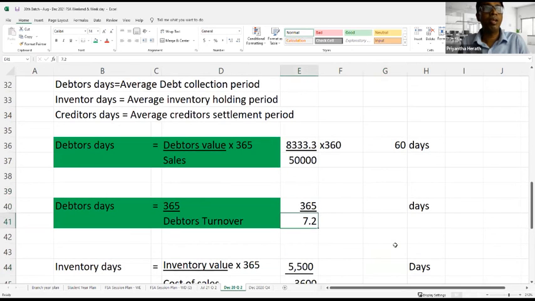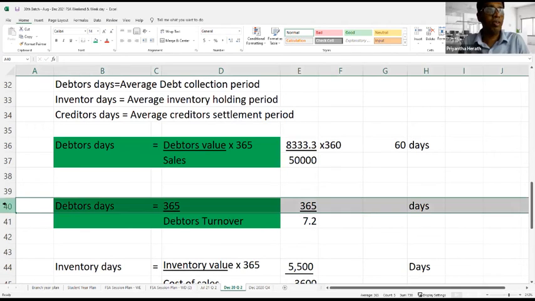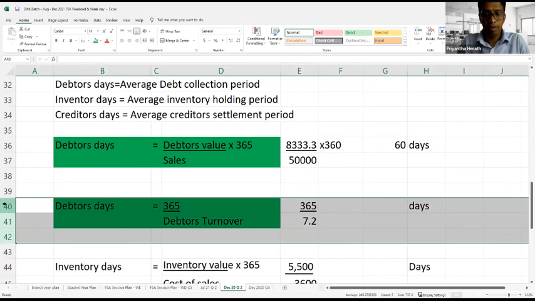Debtors days, let's calculate. We are not going to use this for inventory days. This is from the previous question. Let's hide it.